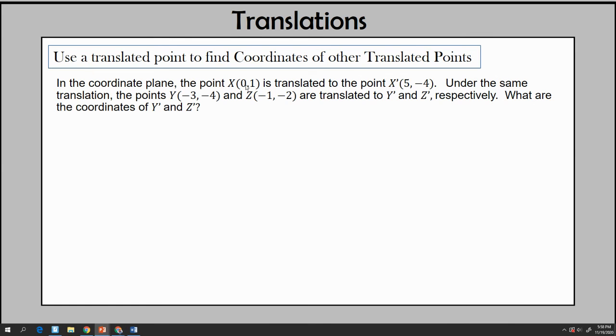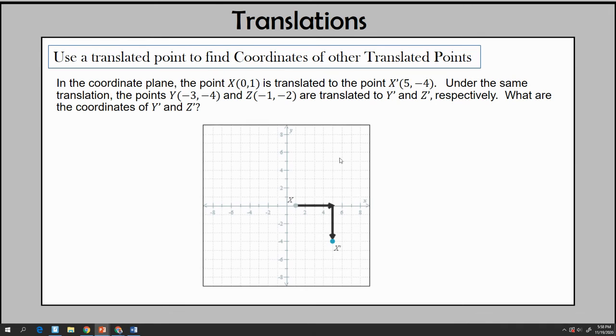Okay, in the coordinate plane, x is located at 0, 1, and then it's translated to x prime at 5, -4. Under the same translation, the points y, which is here, and z, which is here, are translated to their new locations. What are the coordinates of their new locations? Basically, let's take a look at what we did for x. X was at 0, 1, and we moved it to 5, -4. So we moved it 1, 2, 3, 4 to the right, 1, 2, 3, 4 down. So I went 4 right, 4 down.